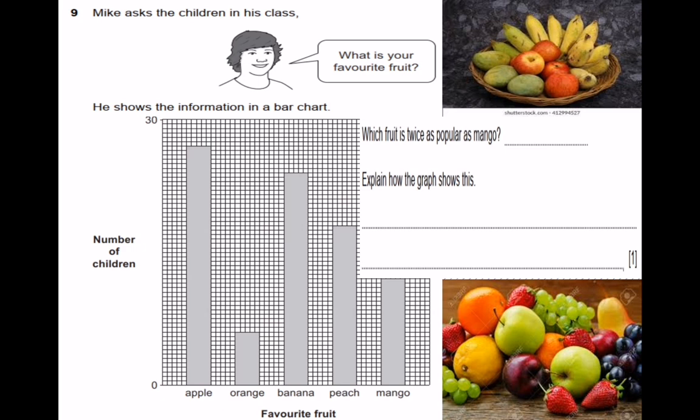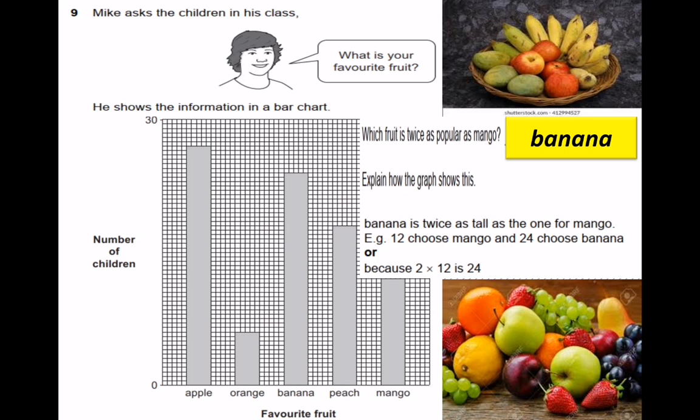What will be twice the mango? It will be the banana. It will be almost 20. Explain how the graph shows this: because the banana is twice as tall. If we said, for example, that the mango is 10, 10 times 2 is 20, or if it's 12, 12 times 2 is 24. We will not count all the small lines, but it's an approximate way: from the graph you can see that the banana is double the mango.